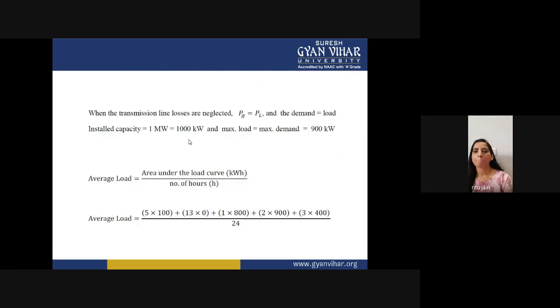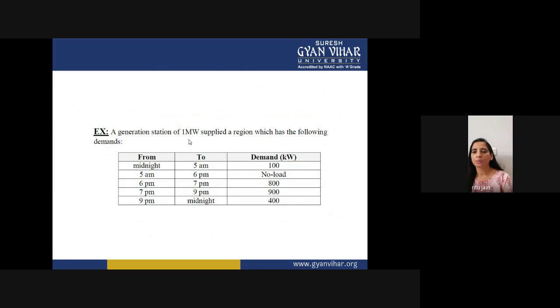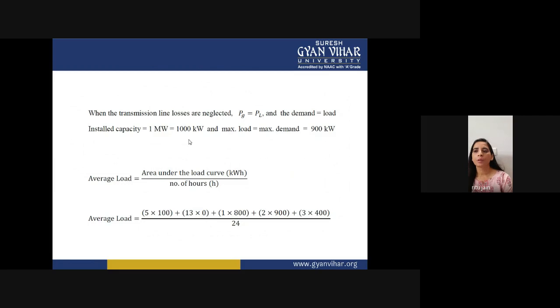Now, 1 megawatt can be written as 1000 kilowatt, and from the table you can see that the maximum demand is 900 kilowatt. So the average load is equal to the area under the load curve, which is the formula of average load: area under the load curve in kilowatt hours divided by the number of hours. When you draw the graph of the load duration curve, you can easily find this.